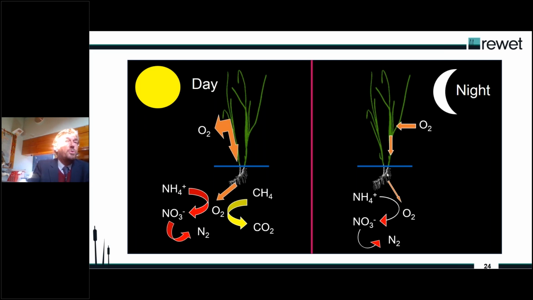And the same is true for emergent plants, which connect directly the atmosphere to the sediment. But this connection is not one way. It's not only from the leaves to the roots. It's also from the sediment to the atmosphere or to the water column, because most of the gas moves according to concentration gradients.